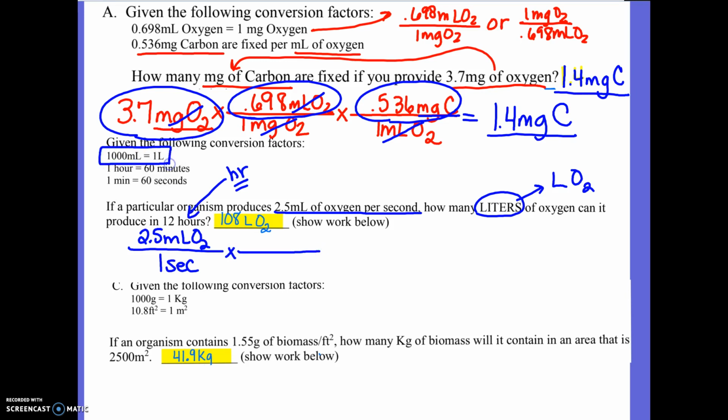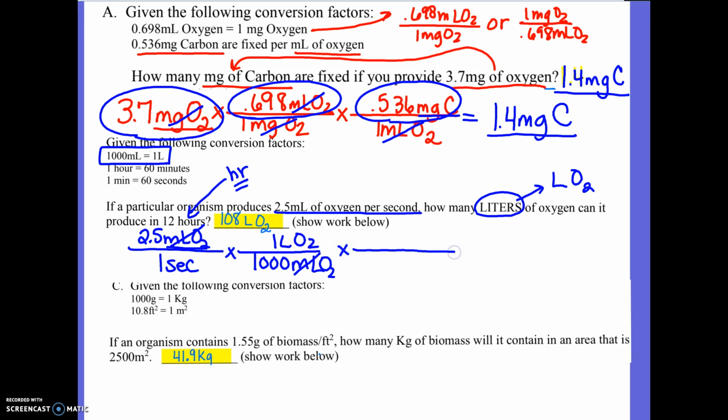Here's my conversion factor. 1,000 milliliters is 1 liter. Notice milliliters is in my numerator here, so I want milliliters in my denominator here. And we see that here, milliliters of oxygen will cancel. And now if I was to stop here, if I multiplied this, or divided actually, and stopped, my answer would be in liters per second instead of milliliters per second. But I'm going to keep going.